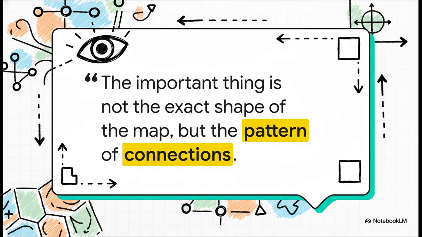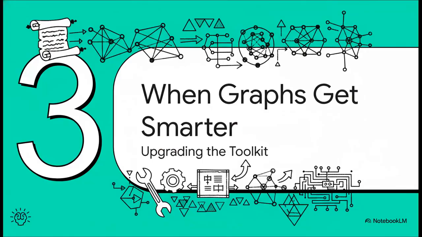And that was the revolutionary idea. This is what graph theory is all about. It teaches us to stop worrying about the messy details and to focus only on the pattern of connections, because that's where the real answers are hiding. So that 300-year-old puzzle basically gave birth to a whole new field of math.